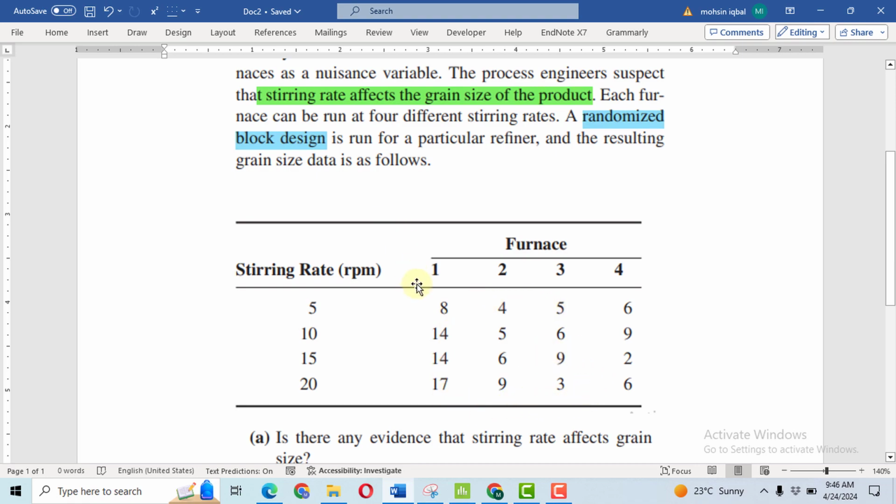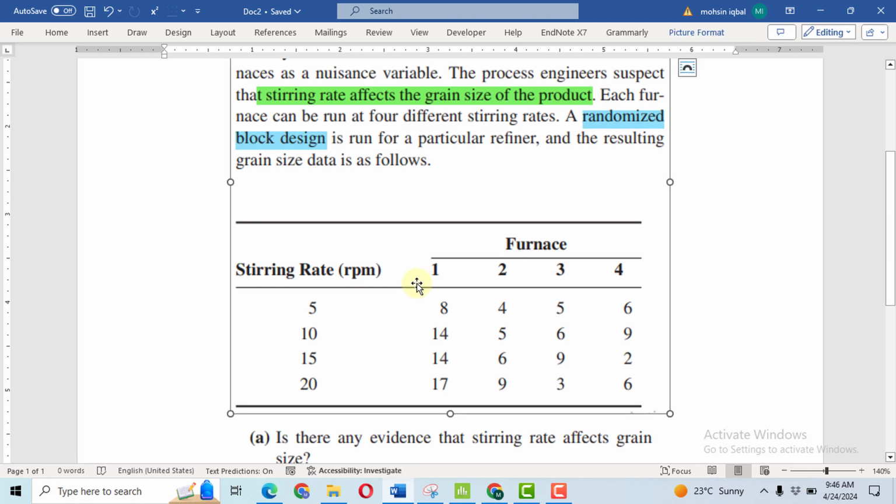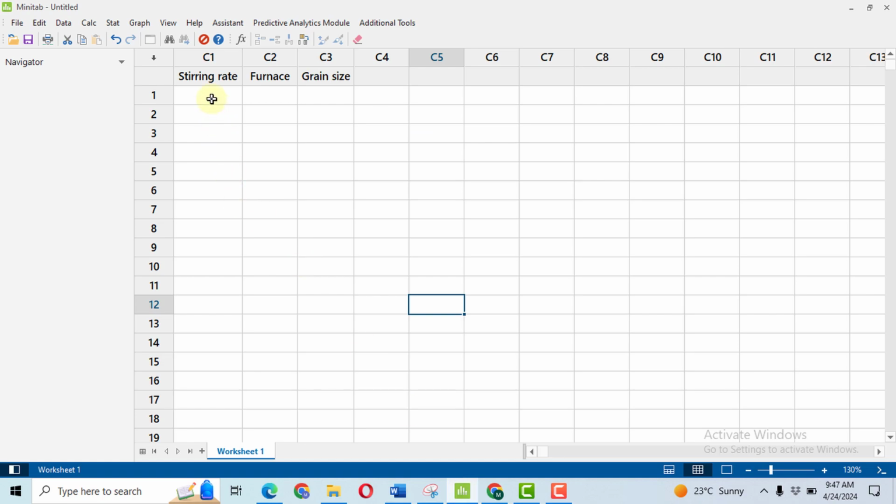Now I will input the data in the Minitab software. Please note that whenever you enter the data in the Minitab software, the first column should be for the treatments, or the column stirring rate, and then the block furnace and then the response variable. Since for each stirring rate we have 4 different types of furnaces data available, I will write stirring rate 5 four times, then 10 four times. Likewise, I will write 15 also four times. Then I will enter the data for the furnace 1, 2, 3 and 4.